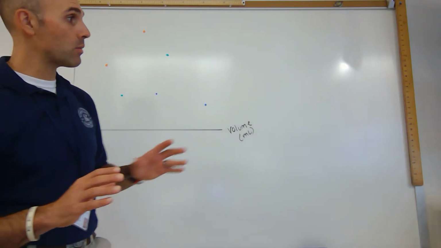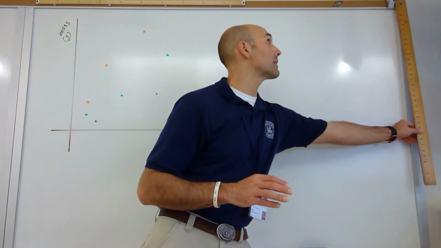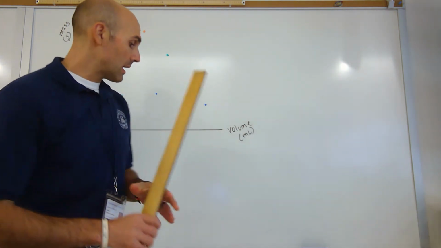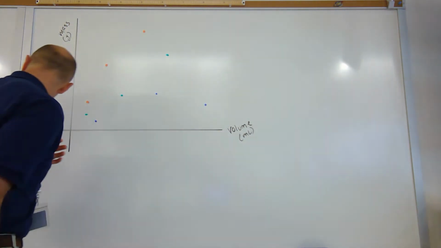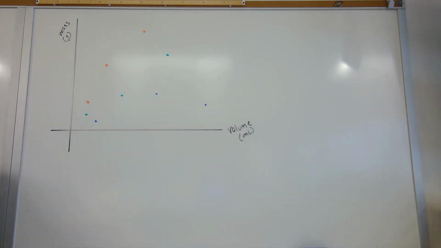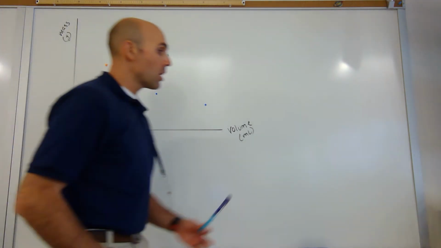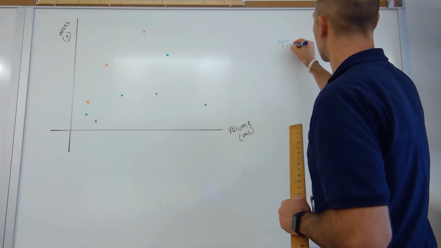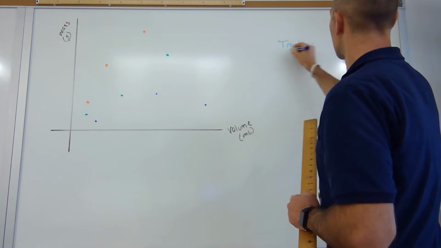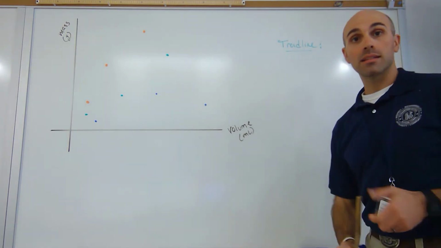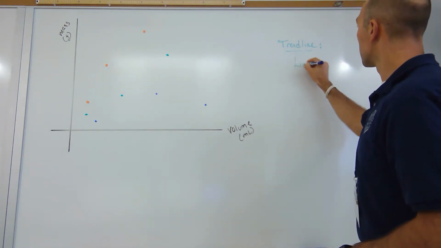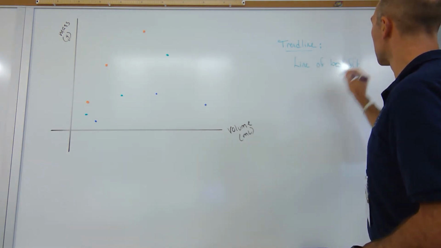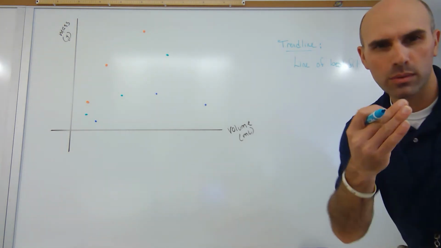The next thing that we want to do, I'm going to need my handy dandy ruler here, is draw a trend line. And when we talk about a trend line, we are talking about a line of best fit. Grab a marker here. The trend line is a line of best fit. I don't know if you can see that. I'm kind of squinting to look at the computer screen.